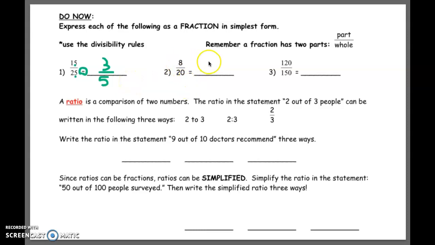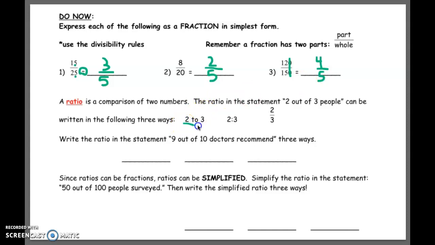So with 8 to 20, we know that 4 goes into 20 and 4 goes into 8. So 8 divided by 4 is 2, and 20 divided by 4 is 5. Now, you could have simplified it by 2 to begin with, and then simplified it by 2 again. That would be totally fine. You'd still get 2 to 5. Now, over here, we have 120 out of 150. Remember, when we see those zeros, we can just cancel those out, and all of a sudden, it's just 12 to 15. 3 goes into both of those, so that's 4 to 5. Okay. So just a refresher on how to simplify fractions.